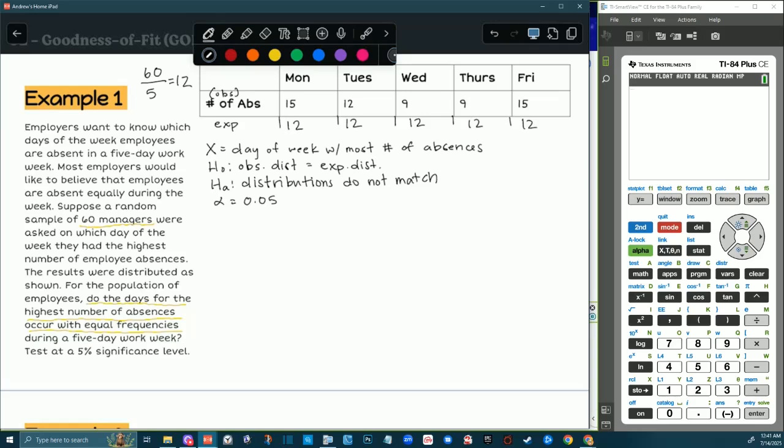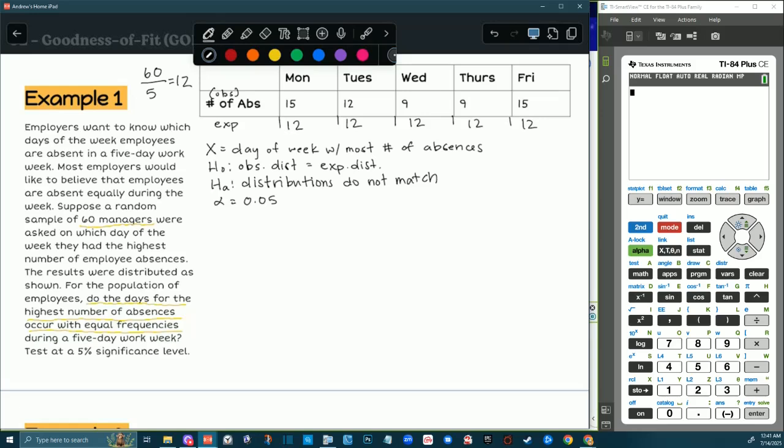And we see on Tuesday they match. On Monday and Friday we're a little bit higher. On Wednesday and Thursday we're a little bit lower. And the question is, does that variation about 12 represent natural sample variation, or is it statistically significant variation?